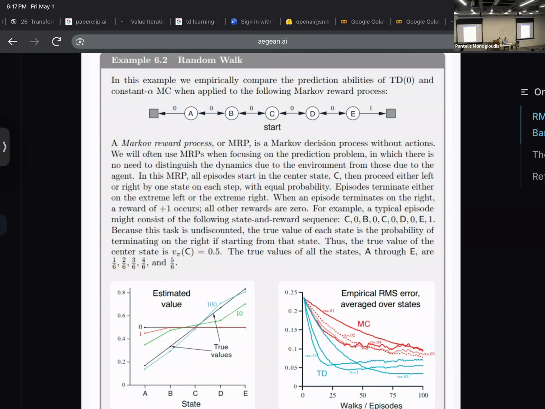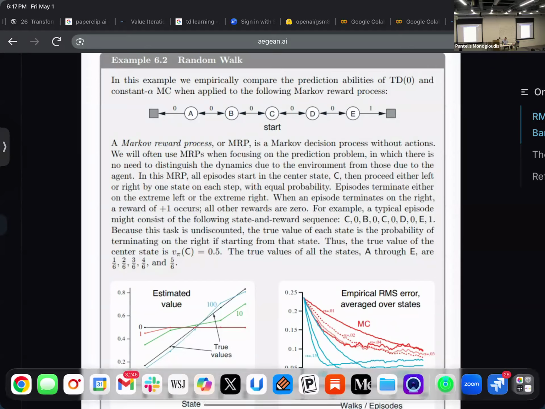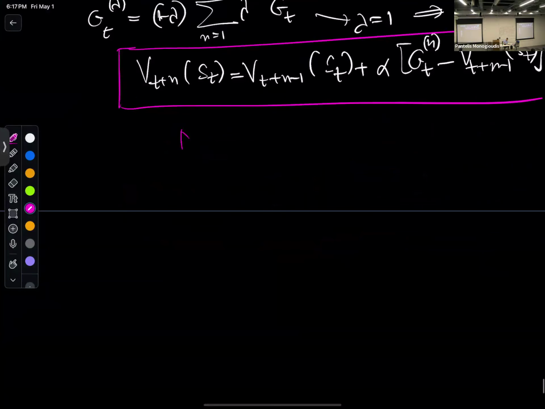It's an example. All episodes start from state C in the middle, then proceed either left or right by one state on each step with equal probability. Episodes terminate on the extreme left or the extreme right, where, as I said, the reward is there. And so here you go. Let's write down this code of the MRP example.